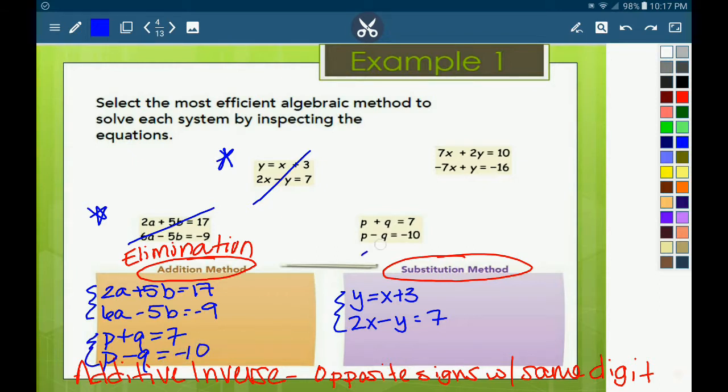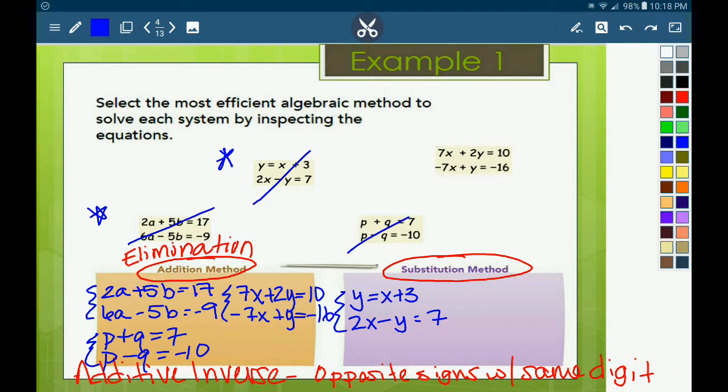Okay. Last one, oh, that was a little messy. Last one, we need to figure out if it's substitution method or if it's addition method. Again, I see an additive inverse right here with 7x and negative 7x. If you were to add those together, it becomes 0. So I have a third system in the addition method: 7x plus 2y equals 10, and negative 7x plus y equals negative 16.